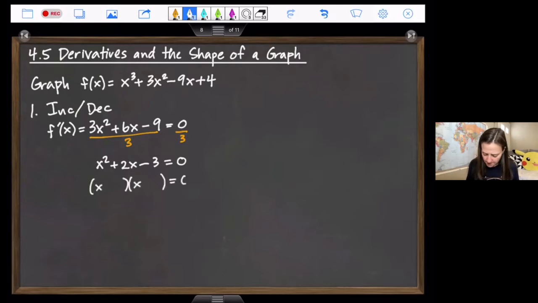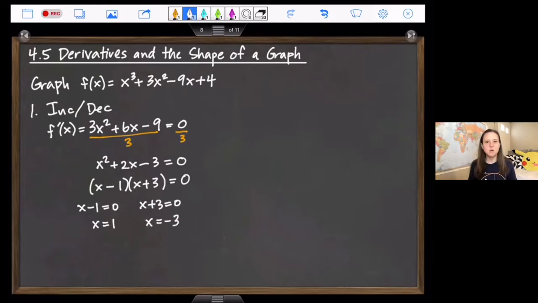And let's see. I need a 3 and a 1 to give me the 3 on the end, and I need the 3 to be positive and the 1 to be negative. That gives me negative 3 on the end, and then the inner and outer terms combine to give me plus 2x. So I'm going to set both of those equal to 0. I've got x minus 1 equals 0, x plus 3 equals 0. Add 1 to both sides over here, subtract 3 from both sides over here, and I got my two numbers that I need for my sign chart.